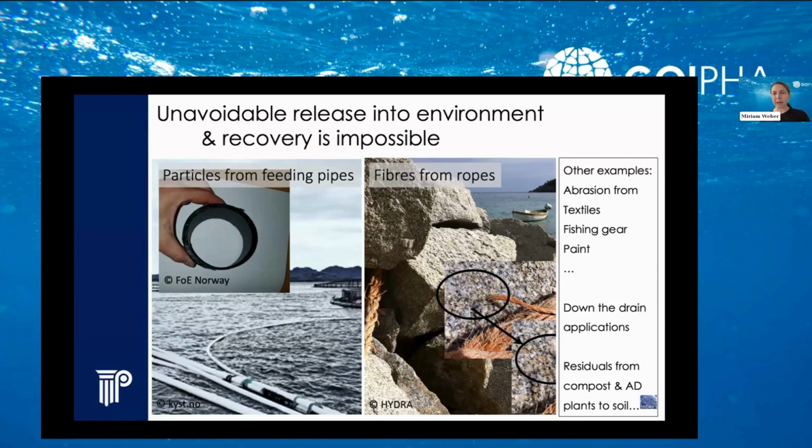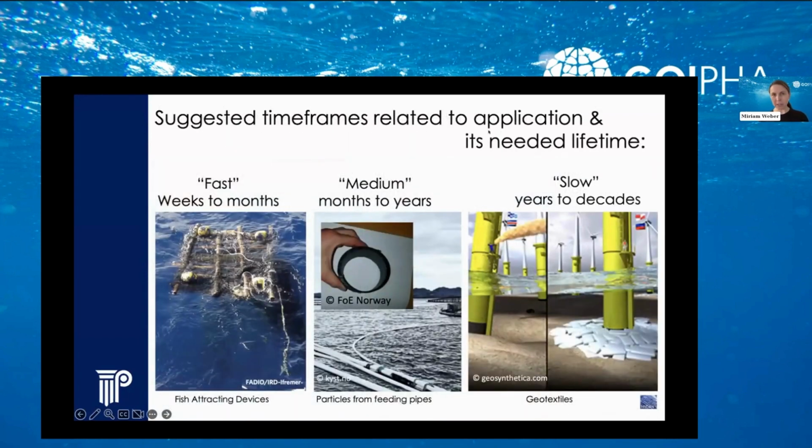The group also identified 3 time frames we should consider because the environment is complex, as already pictured by the previous speakers, and so we cannot say it has to be biodegraded within like 28 days or something like that. So we identified time frames like fast, medium, or slow, or translated in weeks to months, months to years, or years to decades, always related also to the application and the needed lifetime of the corresponding product.